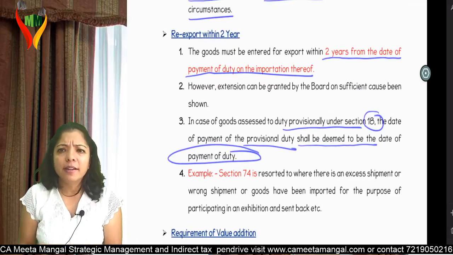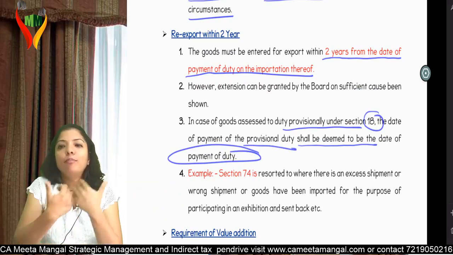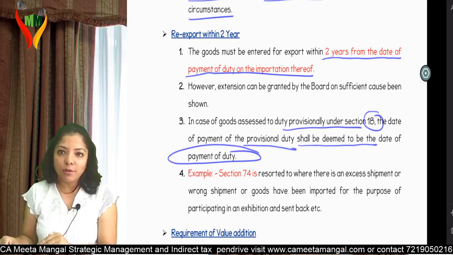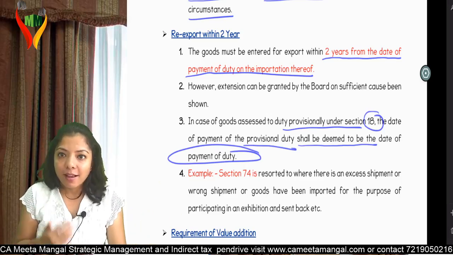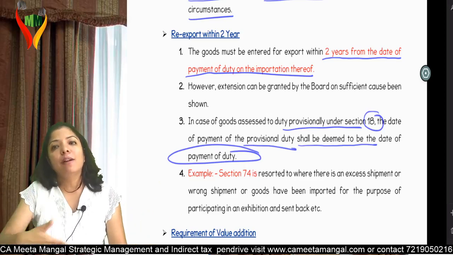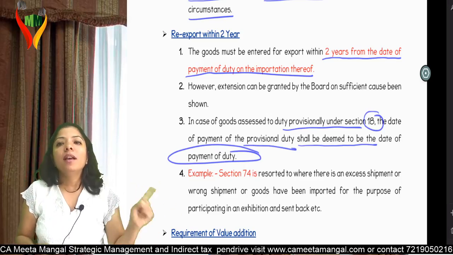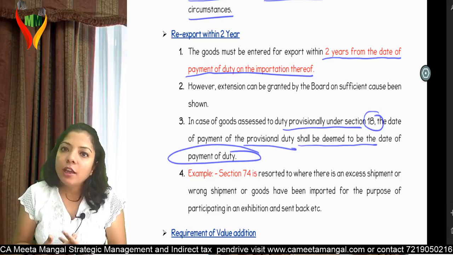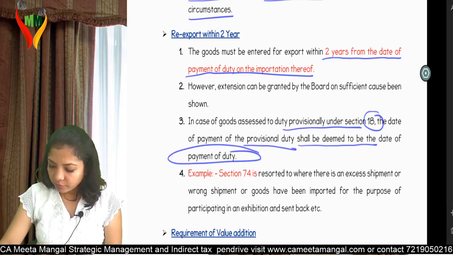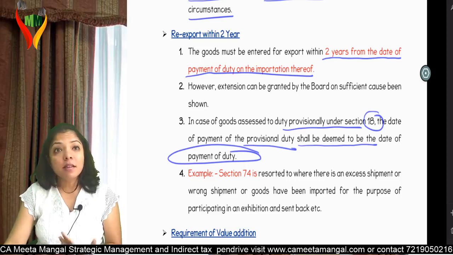Suppose there's an exhibition in India and I am from the US, so I have imported goods into India for that exhibition. And at the time of import, I have paid import duty. Now I'm going to take the goods back to my country. Am I clear? I'm exporting it again. So whatever import duty I have paid, I will be eligible for duty drawback. Am I clear?